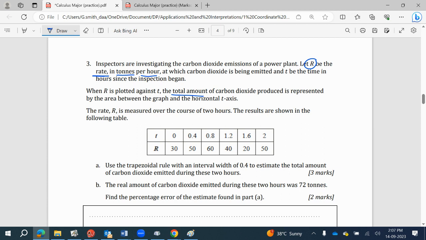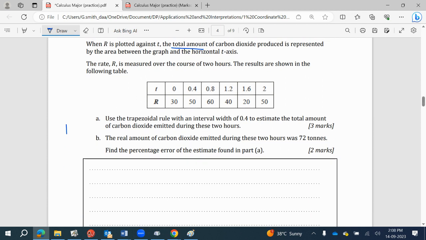The question is being very nice at this point, saying use the trapezoidal rule with an interval of 0.4 to estimate the amount of carbon dioxide over the 2 hours. So it tells me that my H in the trapezoidal rule is going to be 0.4, but I also see it here in the table. These are all 0.4. So we just need to use the trapezoidal rule to estimate. Put your A here at the side. Let's have a capital A for area.